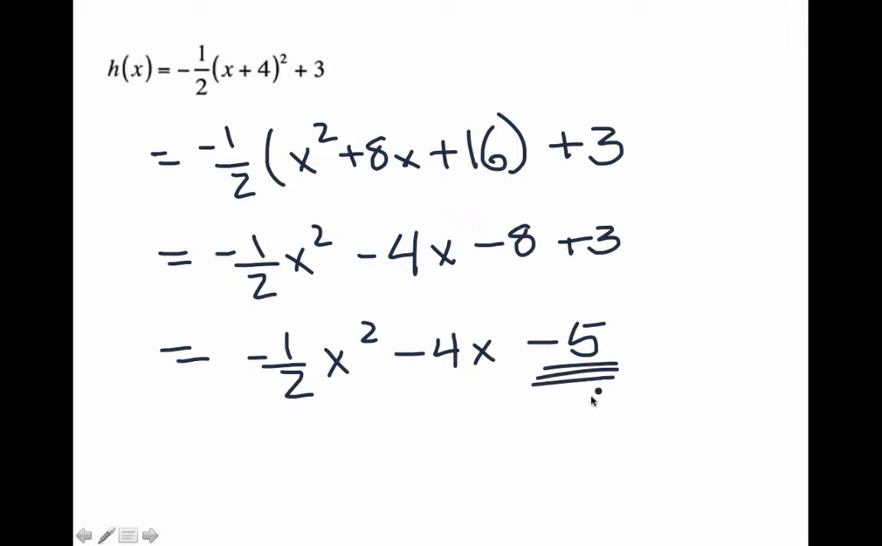Again, if you're looking at the graph, there's that y-intercept of negative 5. Opposite of b over 2a, that would be 4 over negative 1, and I think we had negative 4 as our value there. Easy to see in that one. Cool.